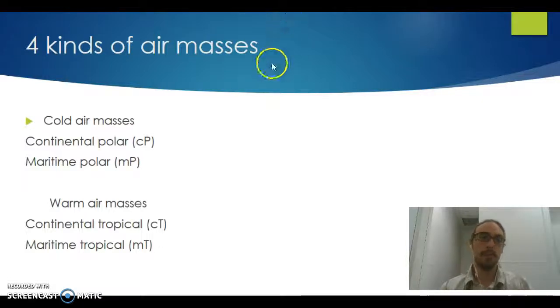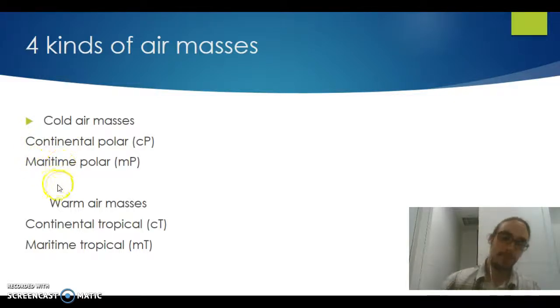Okay, so the four kinds of air masses we have are split up into two, cold and warm. With cold air masses, we have continental polar, which is classified with a little c, big P. Essentially, it's a cold air mass that is over the continent. And then we have maritime polar, and maritime is marine, which we will correlate to the ocean. So maritime polar is going to be a cold air mass that is over the ocean, either the Pacific or the Atlantic. Then we have warm air masses.